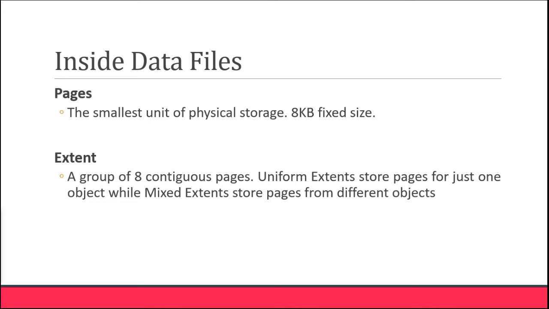All the data in those pages are from one single table. It's a uniform extent. If they are from different tables, if different tables have put some of their data in that extent, what is happening is that you have what you call a mixed extent. All right, we'll try to see some of these things pictorially later.